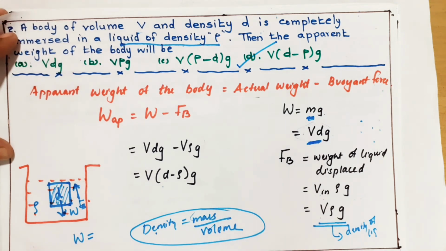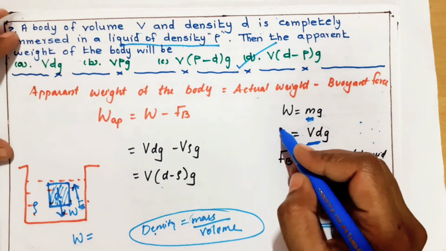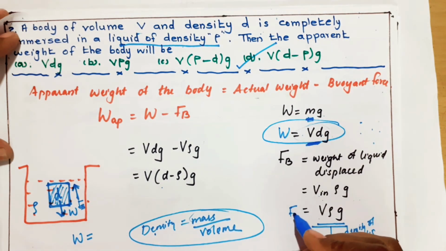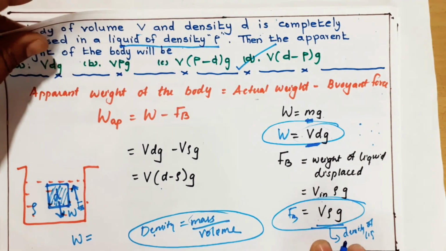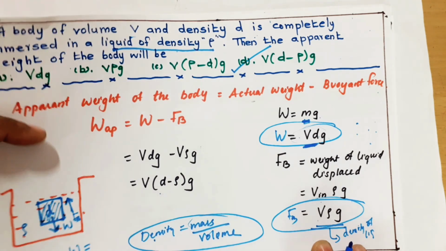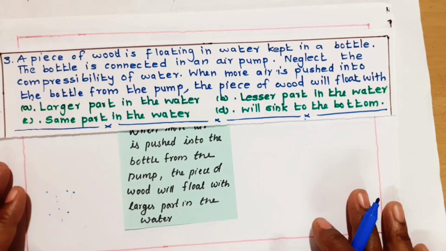So in shortcut form you can write that the weight of the body is VdG, where D is the density of the body. Buoyant force is nothing but V rho G, where rho is the density of the fluid. Clear? Now, this is like a theory question only.